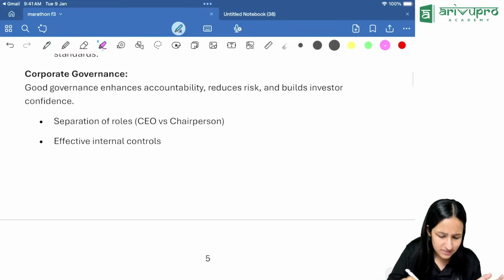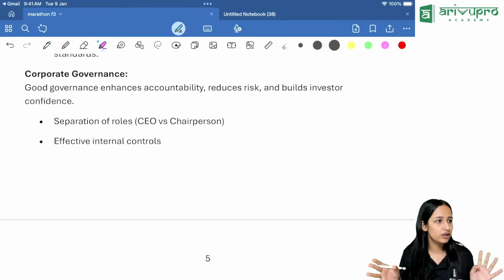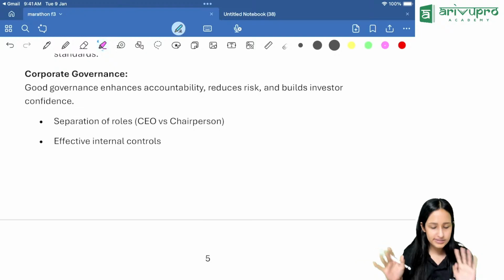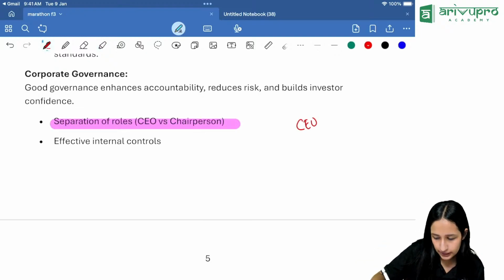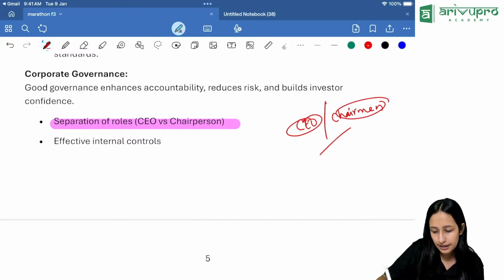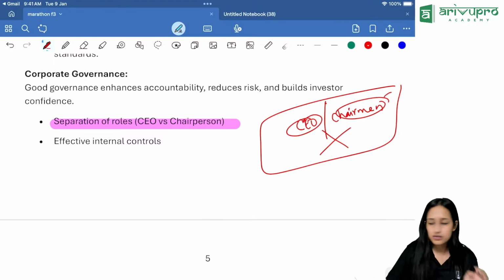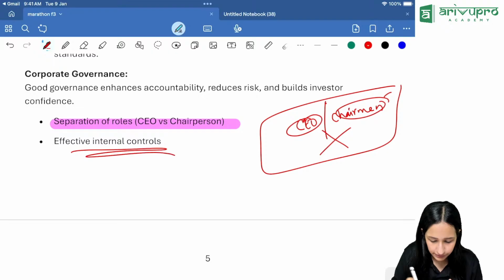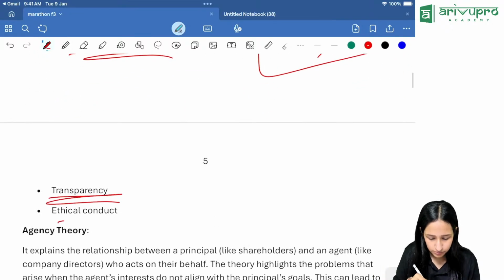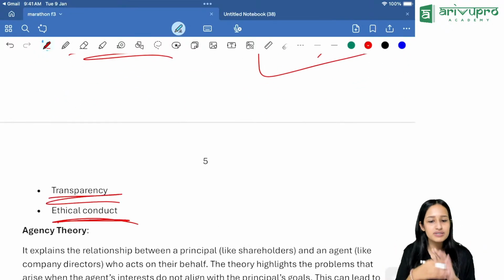Right. Corporate governance, very simple. It's just basic rules and regulations. Be ethical, reduce your risk, etc. Firstly, there's a person called the CEO of the company, and there's a person called the chairman. These two people should never be the same person. That's one thing. You should have effective internal controls. The company should be transparent. You should be ethical in your business, etc.